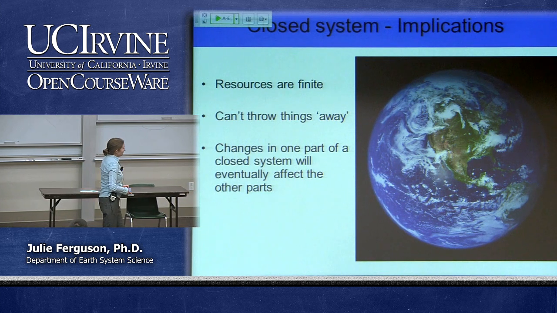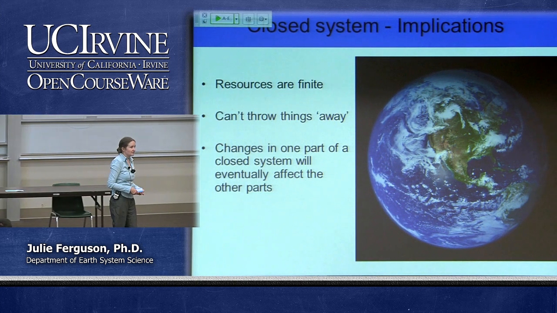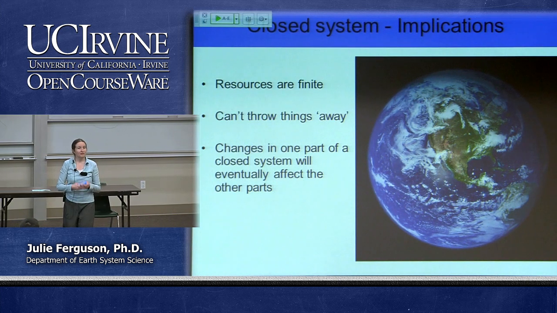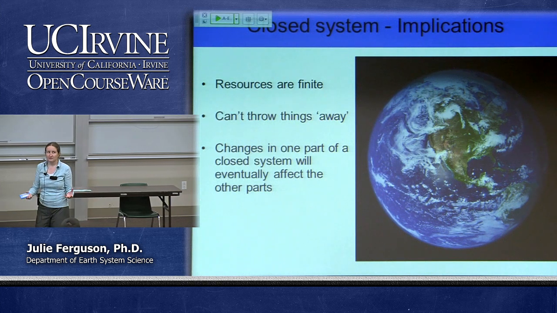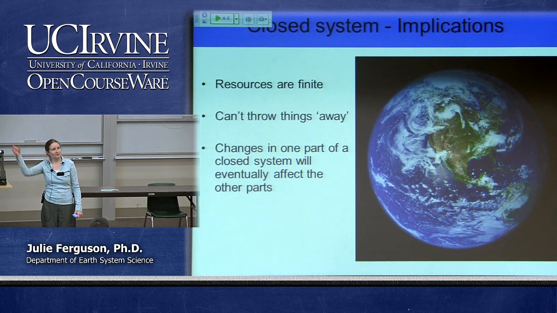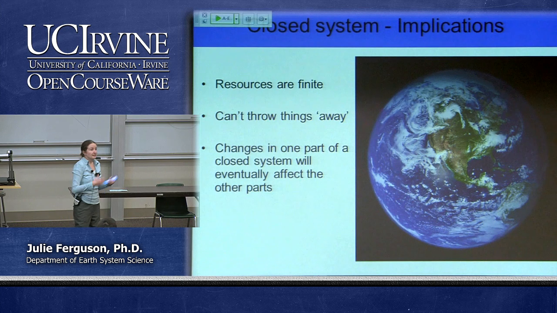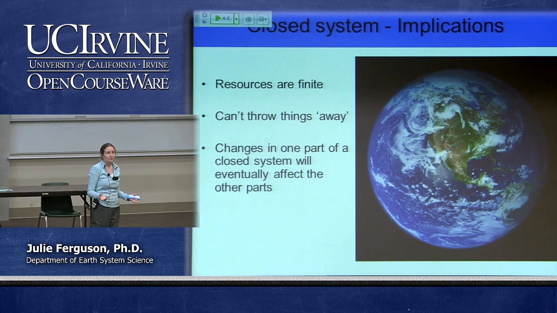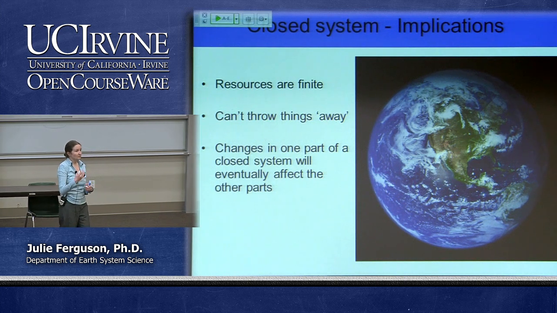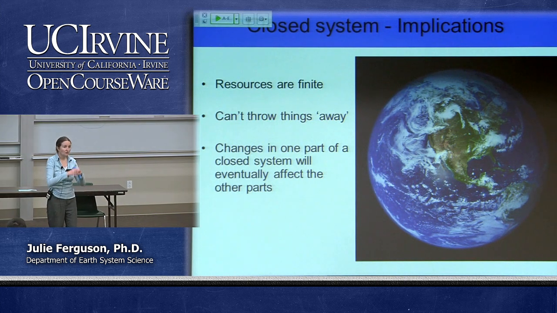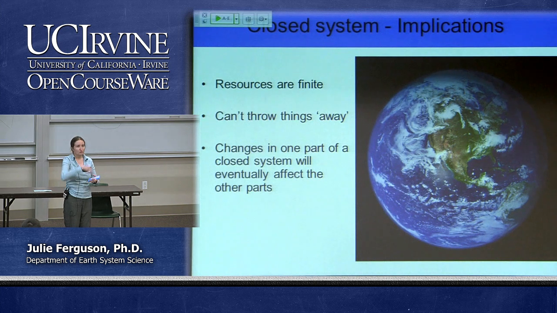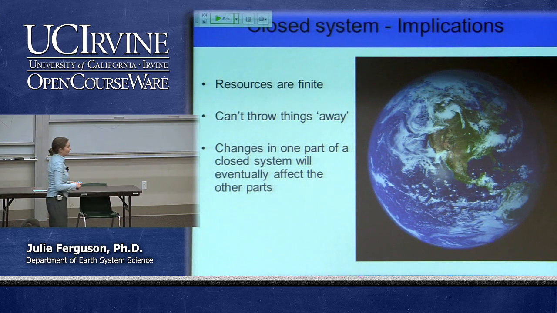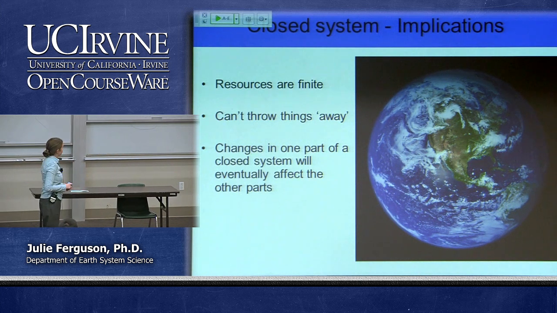And the other thing is that changes in one part of the system will therefore affect everything else. So for example, if we're melting ice right now, that melting ice doesn't just disappear magically somewhere else. It goes somewhere, and where it's going right now is into the oceans, and therefore we see sea level rise. And so that's what we mean when we say everything's interconnected, because we are a closed system. It's not going anywhere else. Everything stays on Earth and just moves around between those different places.